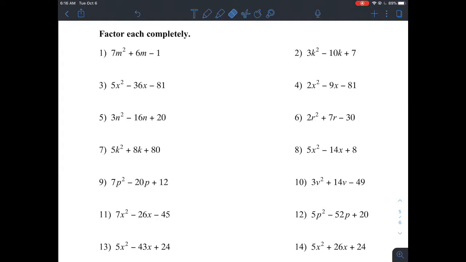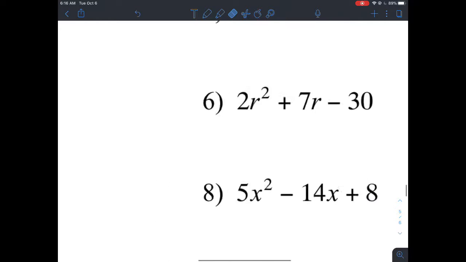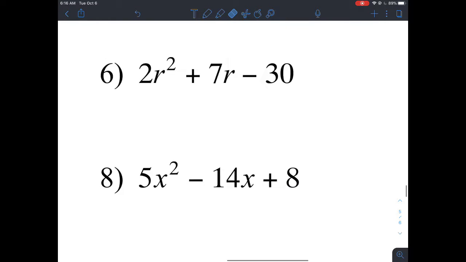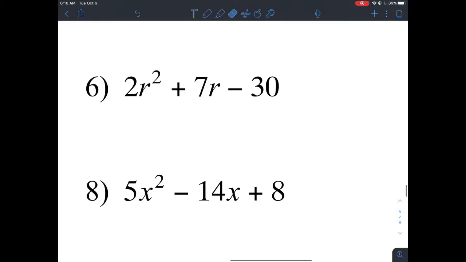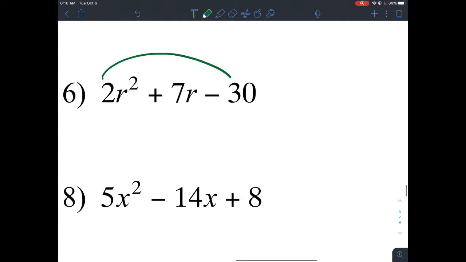Let's try. Let's do this one here. All right. So first, I'm going to go ahead and look. Is there anything I can take out of all of these? No, there is not. So I'm going to go ahead and multiply these guys out. All right. So I'm going to do negative 30 times 2. That's going to give me negative 60.